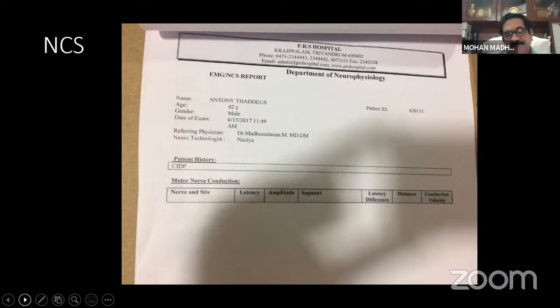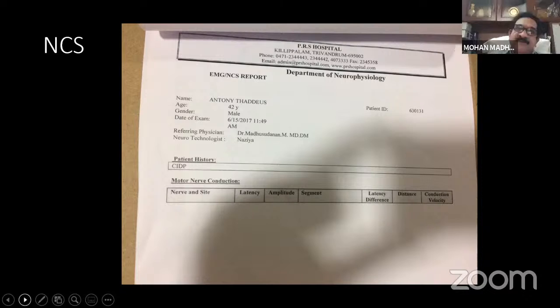And history-wise, sir, he had complaints for 2 to 3 months and rapid worsening over the last 1 week to 10 days. Can it happen in CIDP, sir? Yeah, of course it can happen. CIDP is a condition where it can have progression, or a remitting-relapsing type. Any type can remain static and worsen.